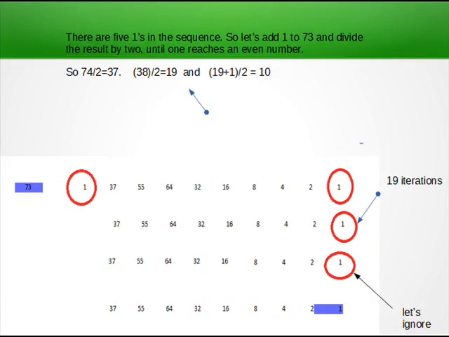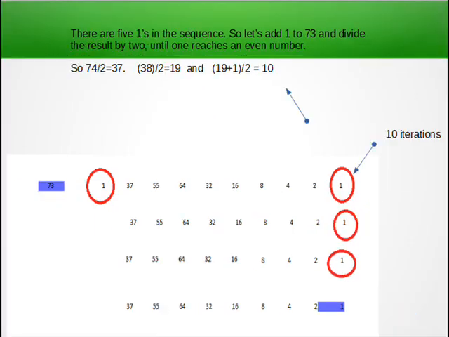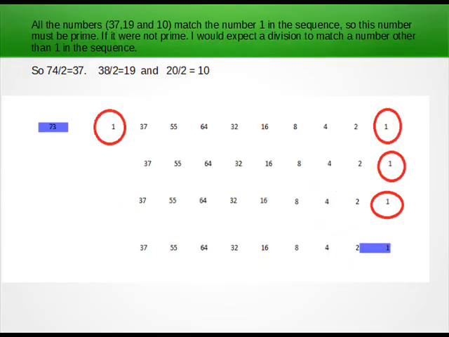38 over 2 equals 19. The 19th iteration equals 1. And at last, 20 over 2 equals 10. The 10th iteration equals 1. All the numbers 37, 19, and 10 match the number 1 in the sequence, so this number must be prime. If it were not prime, I would expect a division to match a number other than 1 in the sequence.